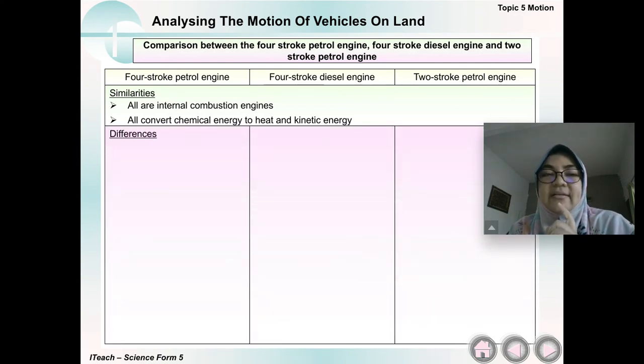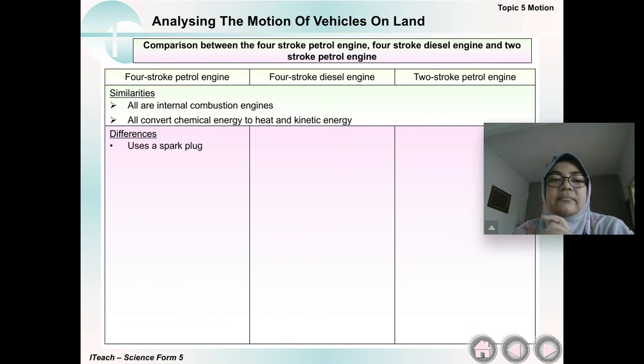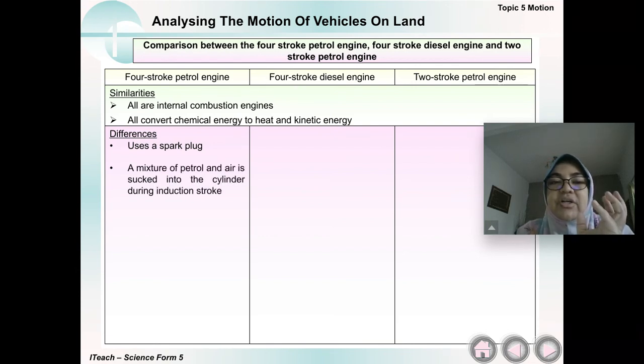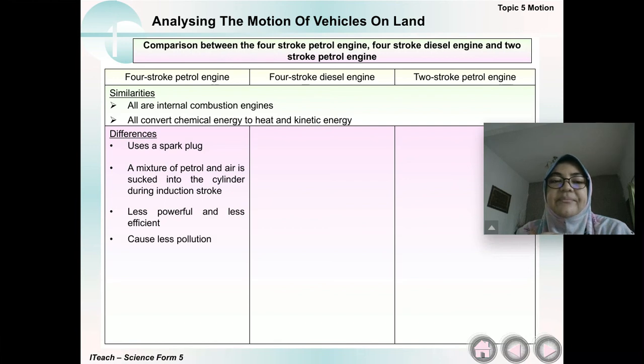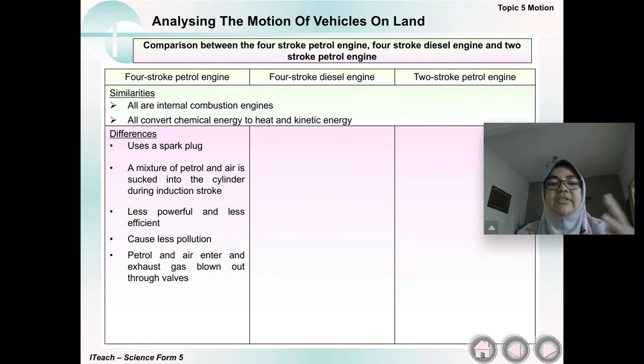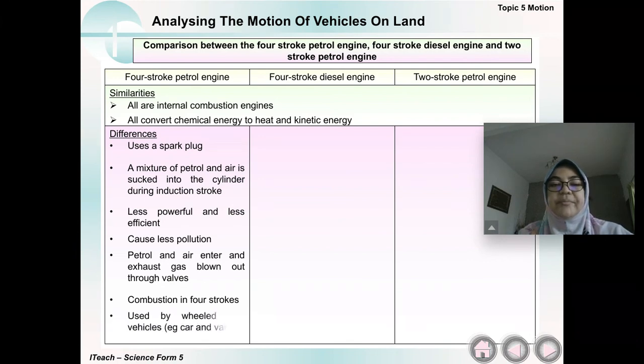Okay, so differences. Untuk four-stroke petrol engine, dia guna spark plug. Okay, dia akan masukkan mixture of petrol and air pada induction stroke. Tapi dia less powerful, less efficient. Dia akan cause less pollution. Okay, petrol and air enter and exhaust gas blown out through valve. Combustion in four-stroke used by wheel-like vehicle, kereta, van. Okay.